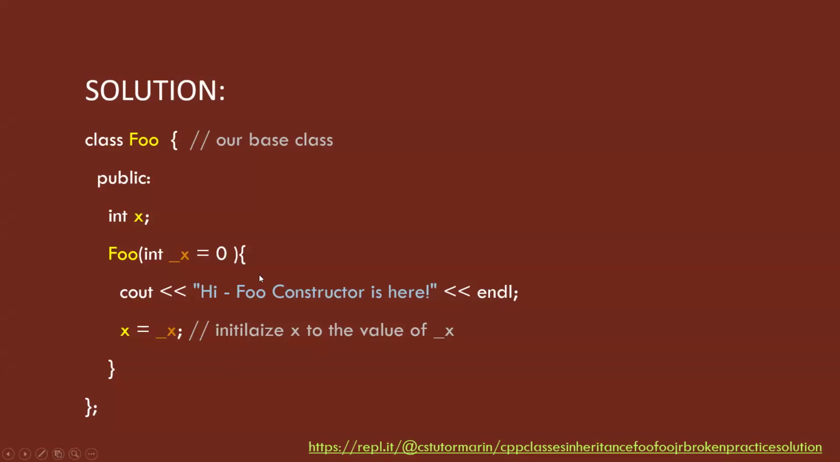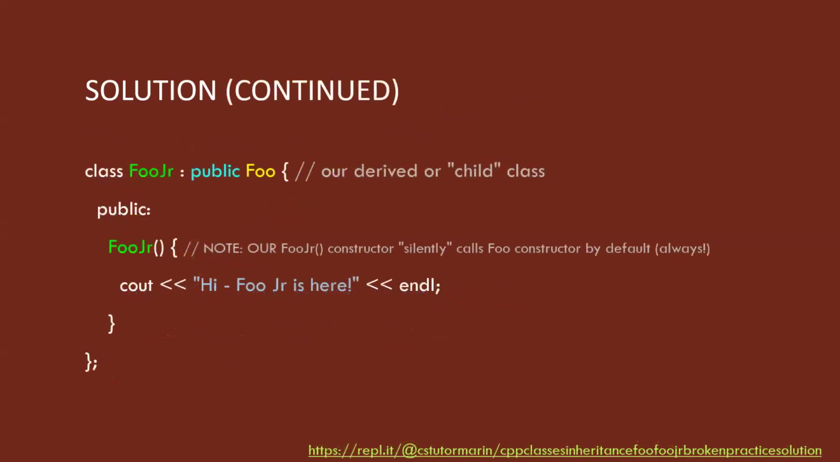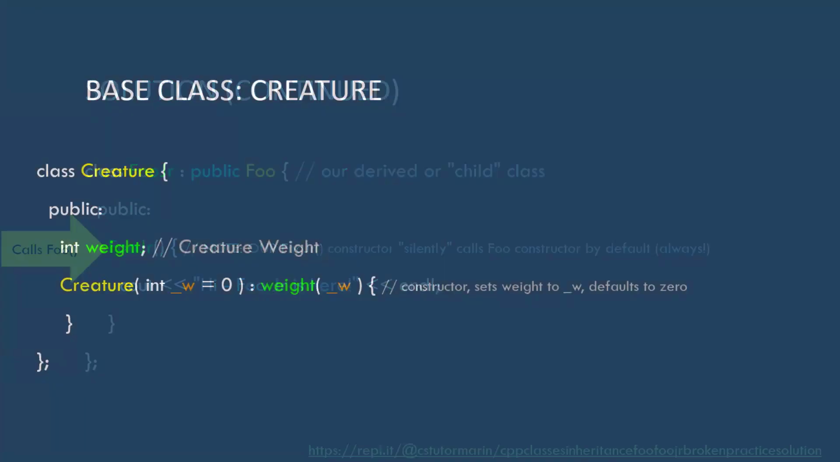Okay. So that's good rule of thumb number one. Always make sure all of your base classes or ancestor classes have default constructors. That is really going to help you there. And so this essentially has to call Foo. It has no choice. It happens silently. Okay. So let's try a different one.